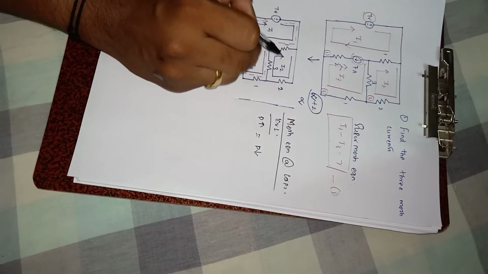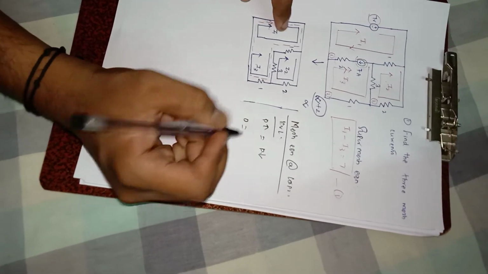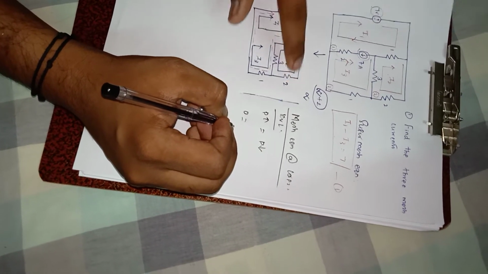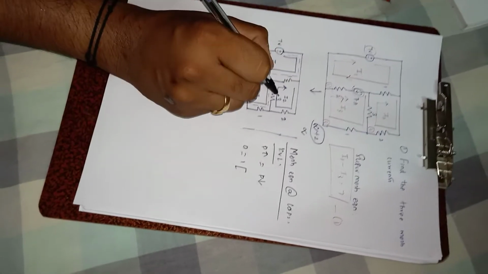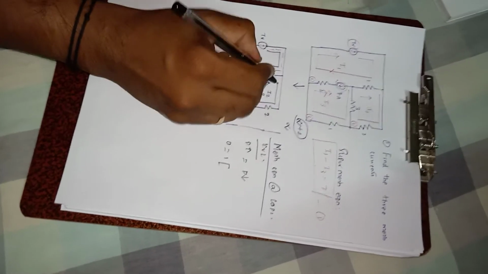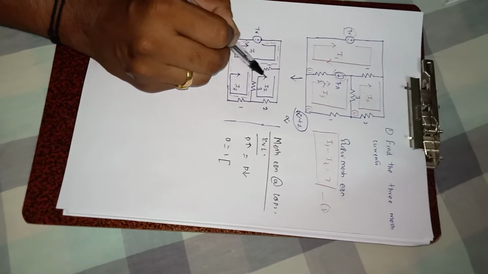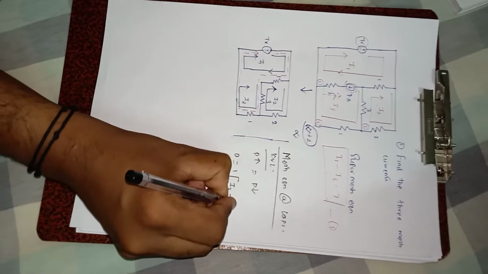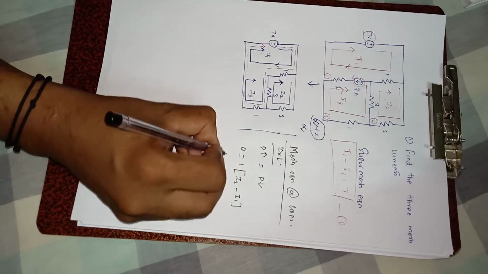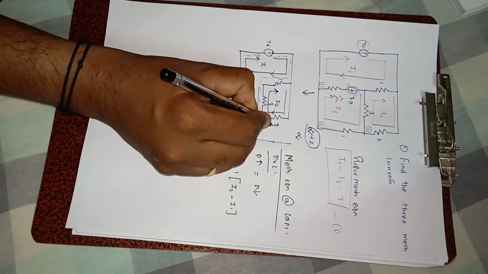In this loop you don't have any source, so the potential rise is equal to 0. But the potential drop will occur across the 1, 2 and 3 ohm resistors. So 1 times, what is the current flowing through this one? I2 as well as I1. As far as this loop is concerned, I2 is the major current. I2 is flowing in the upward direction, whereas I1 is in the opposite direction. So you can write I2 minus I1, plus 2 times I2, as the only current flowing through this 2 ohms.